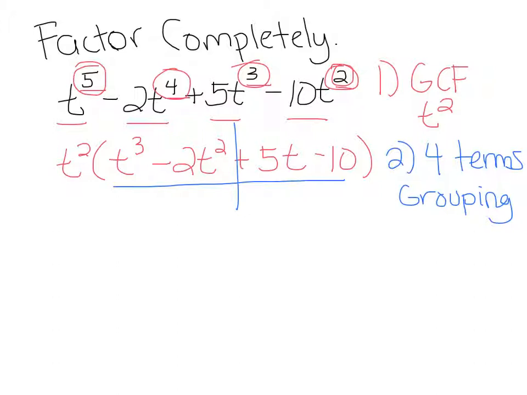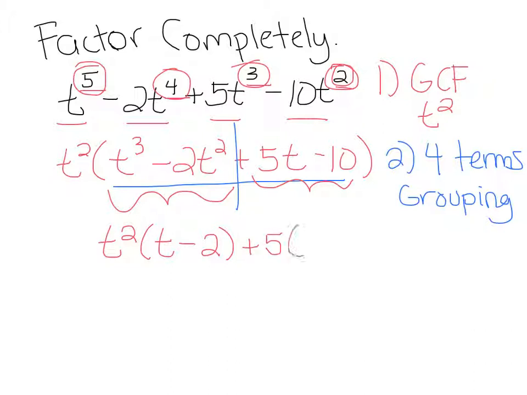What can I factor out of the first group? What does the first group have in common? The first group has t squared in common. Whenever I pull out t squared, let's see what's left. T minus 2. What can I pull out of the second term? Well, I could pull out a positive 5. What's left? T minus 2.